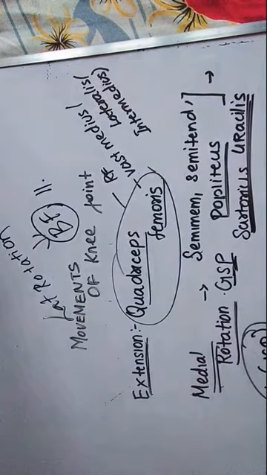This can also be correlated with the relations of the knee joint, which we studied in the previous video. The muscle present medially is helpful in medial rotation, and the muscle present laterally is helpful in lateral rotation. Now let us study the very important movement, the locking and unlocking movement of the knee.